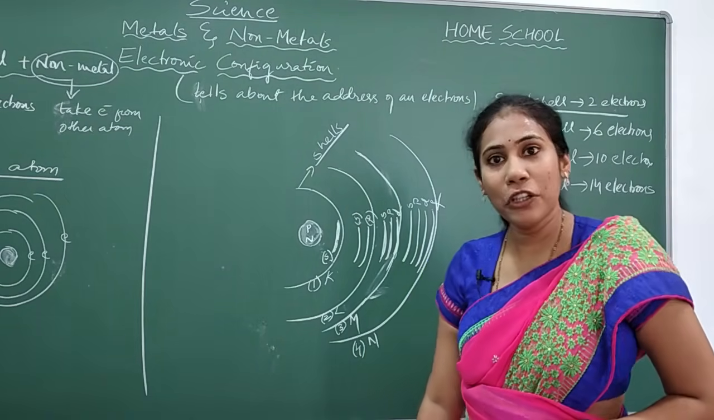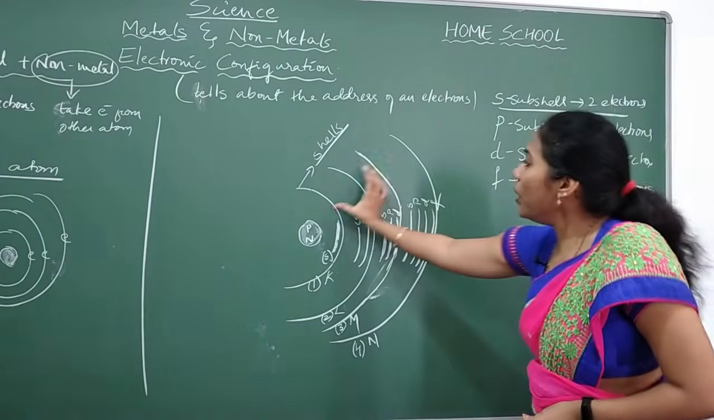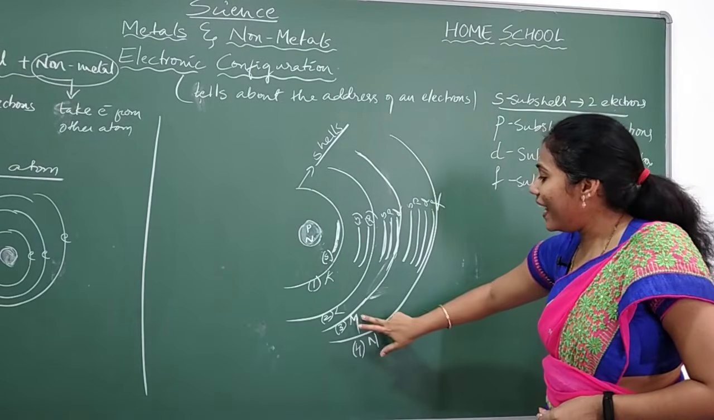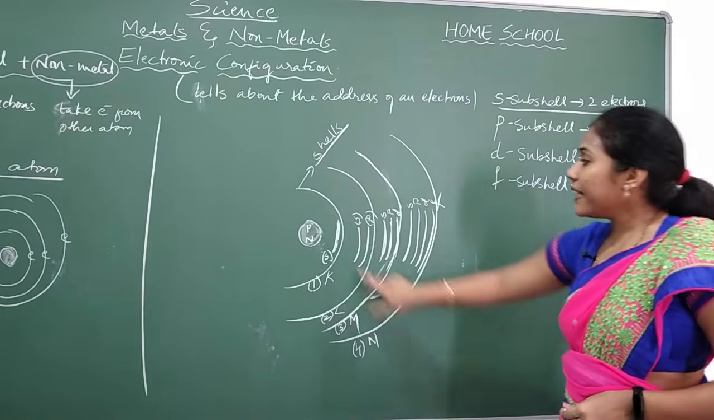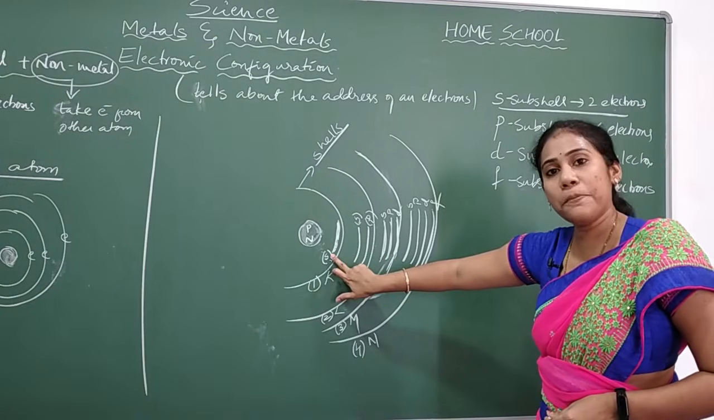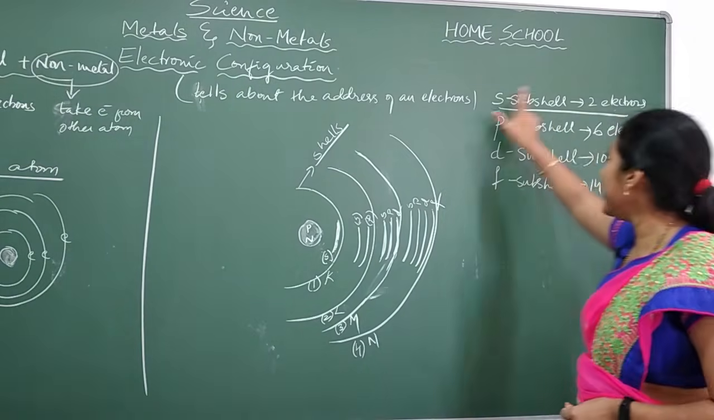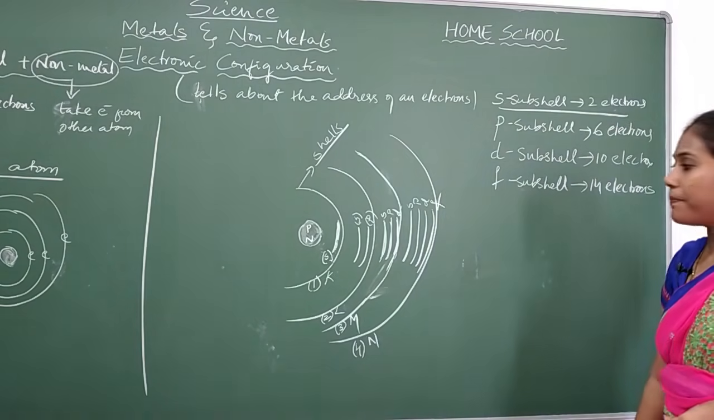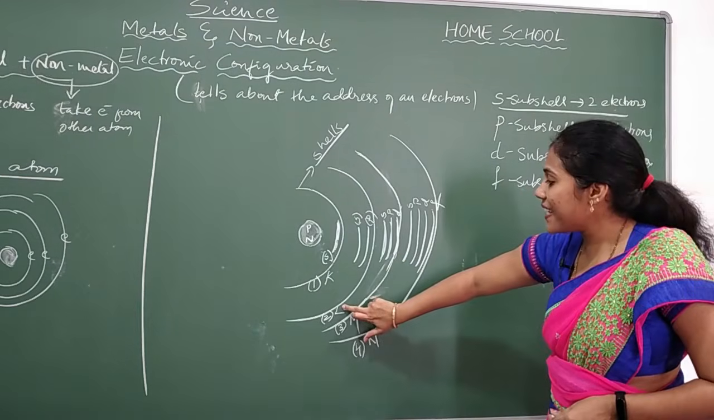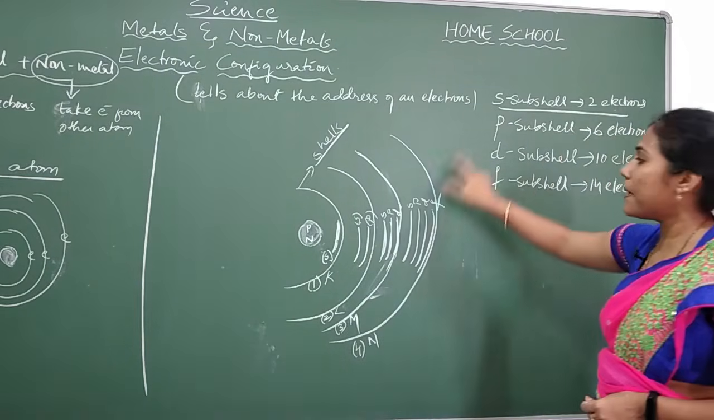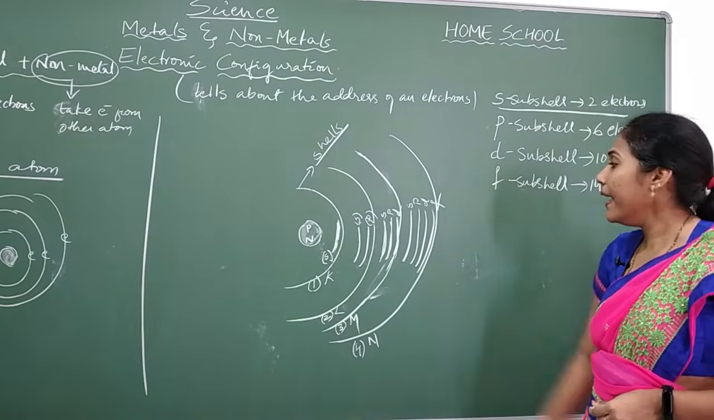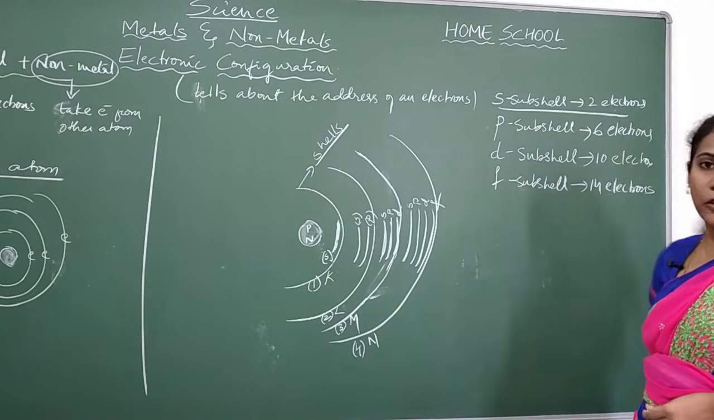Everybody? Okay, so the 4 main shells: K, L, M and N. The K shell can have only 1 subshell, that is S, and the S subshell can have only 2 electrons always. And the next main shell is L. L can have 2 subshells, S and P. Okay, P's capacity is 6 electrons.